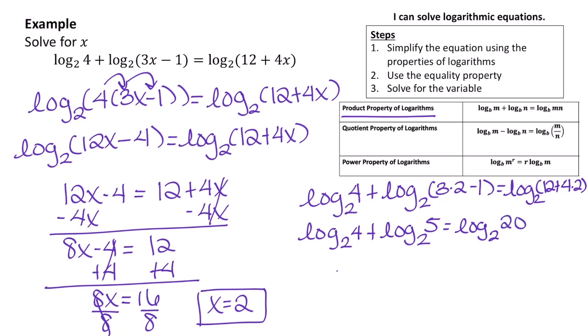If I condense the left side using the product property, that tells me the log base 2 of 4 times 5 equals the log base 2 of 20. 4 times 5 is 20, so this is telling me the log base 2 of 20 equals the log base 2 of 20, which does work.